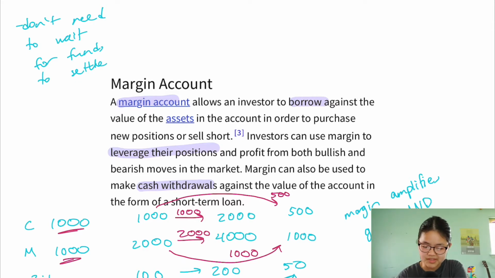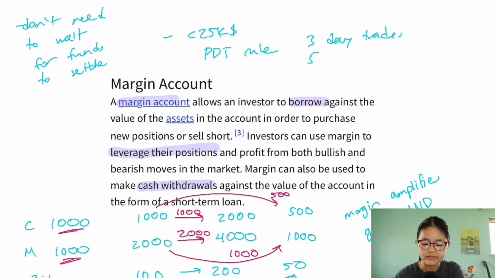However, a slight follow-up to this: in a margin account with less than $25,000, you're subject to something called the PDT rule, which limits you to 3 day trades over any 5-day period. I actually want to make a future video about this, but this is one of the restrictions with a small margin account.